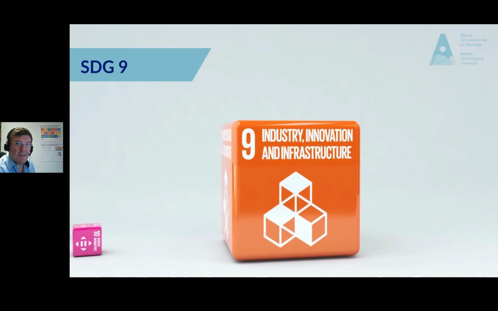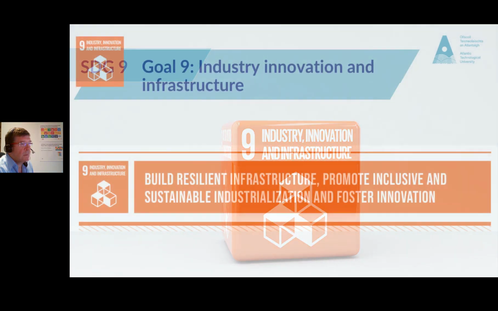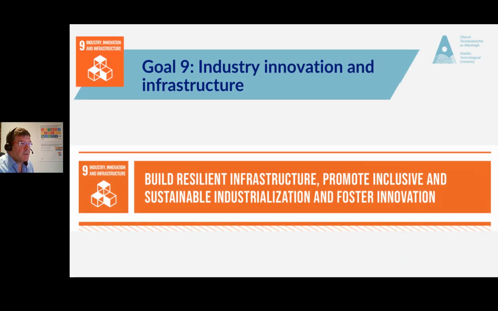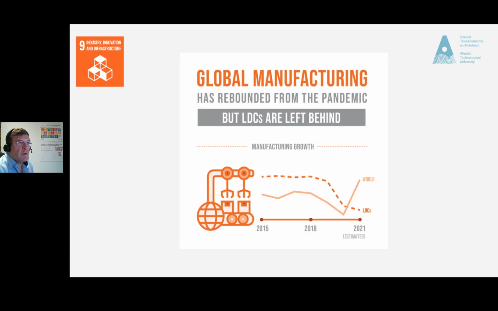Let's take a look at SDG 9 now, Industry, Innovation and Infrastructure. The underlying principle of this particular SDG is to build resilient infrastructure, promote inclusive and sustainable industrialization, and to foster innovation. Globally, manufacturing has rebounded from the pandemic, but the least developed countries are left behind. You can see from the graph there that the global average, or the global statistics there, are quite good, but the least developed countries are not rebounding to the same extent.